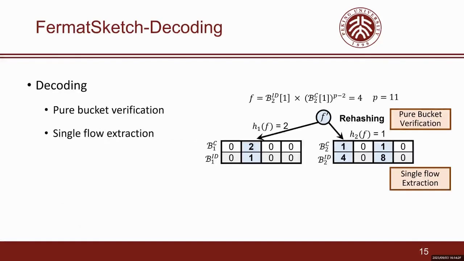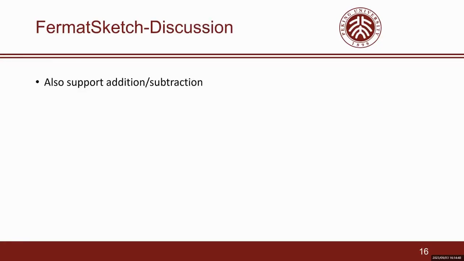After finding a pure bucket, we can extract the recorded flow with its flow size, and we call this step single flow extraction. Besides, FermatSketch also supports addition and subtraction operations.